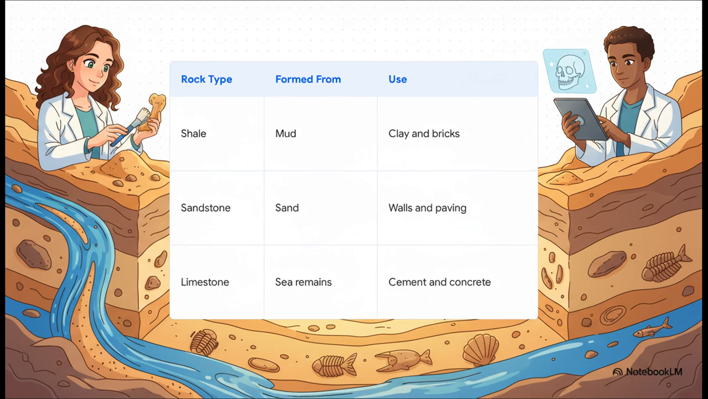Those paving stones on the sidewalk? That's sandstone, formed from sand dunes that got squished together. And get this, the concrete in our biggest skyscrapers? That comes from limestone, which is made from the packed-down remains of countless tiny sea creatures. We are literally living inside geologic history.